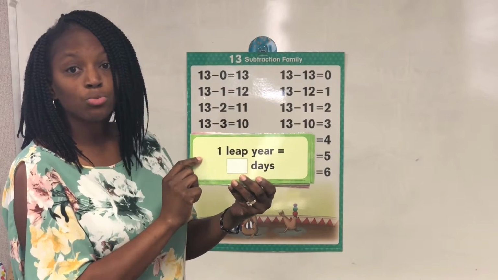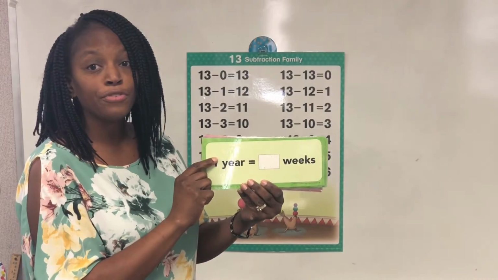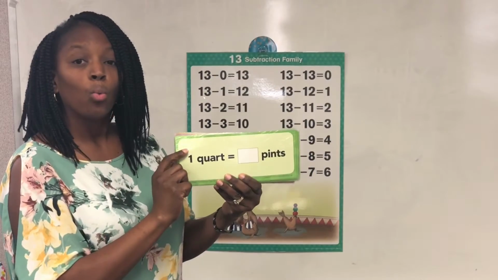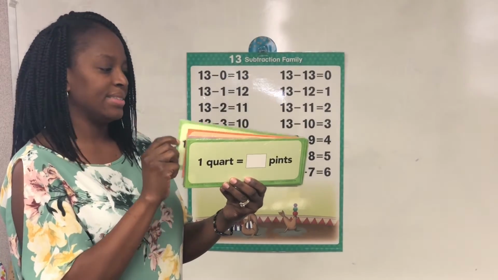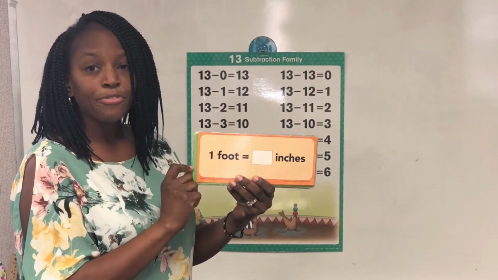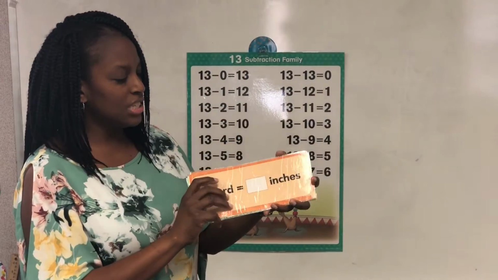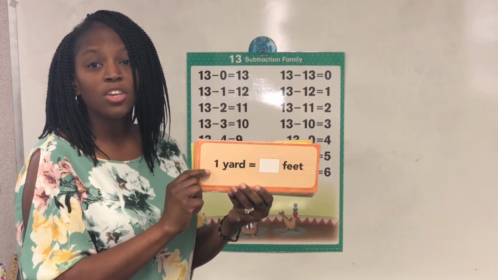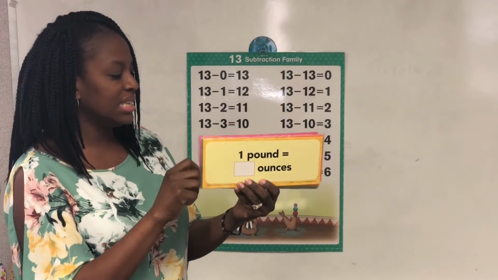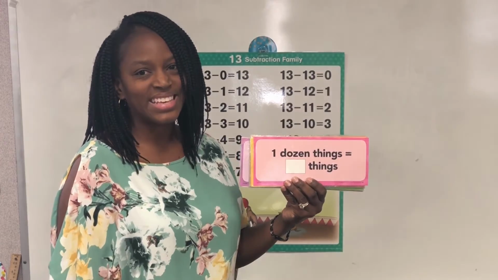1 leap year equals 366 days. 1 year equals about 52 weeks. 1 pint equals 2 cups. 1 quart equals 2 pints. 1 gallon equals 4 quarts. 1 foot equals 12 inches. 1 yard equals 36 inches. 1 yard equals 3 feet. 1 pound equals 16 ounces. And 1 dozen things equals 12 things.